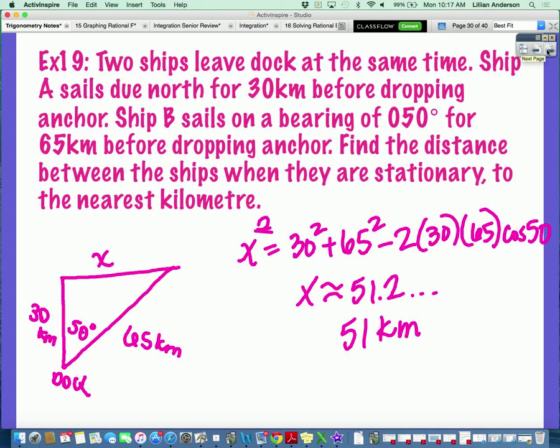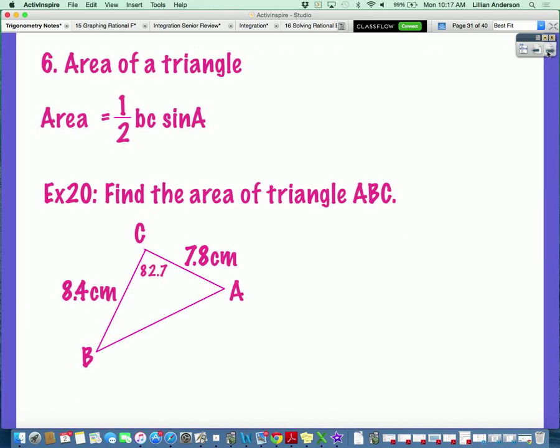Questions on using cosine rule? Last bit, area of a triangle. This is for your non-right triangles. The formula is 1/2 BC sine A, realizing that that could change depending on what side you're given and what the variables are for your triangle.